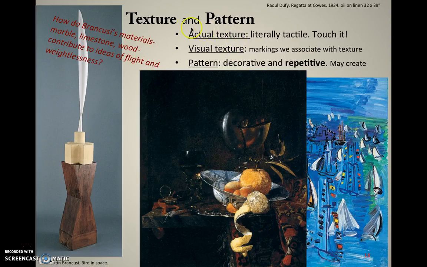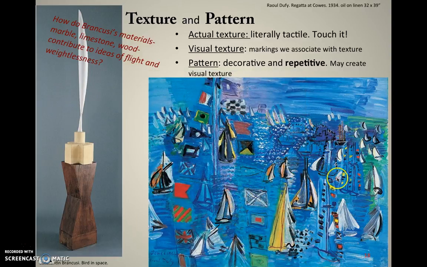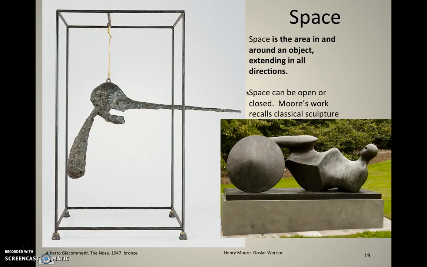Understand the difference between texture and pattern. So an artist can suggest visual texture, like with this very naturalistic painting of the fruit, but an artist can also suggest visual texture by the way that they put in strokes of paint. That is different from pattern, which is more decorative and repetitive. So there's lots of patterns here with the sails.